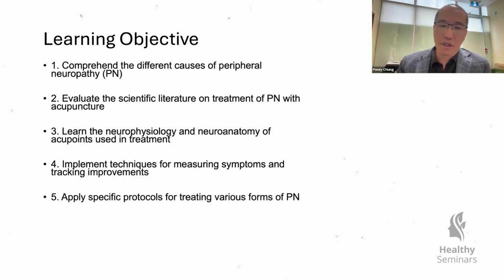Then I'm going to share with you needling techniques on how to target these specific nerves, and how to confirm, based on the sensation or the movements associated with these particular points and nerves, that you're doing that point correctly. We'll discuss specific protocols, focusing on the types of neuropathy most commonly seen in day-to-day general practice.